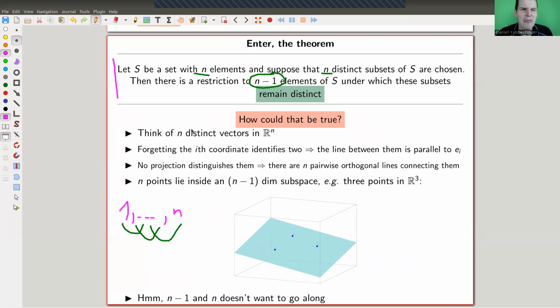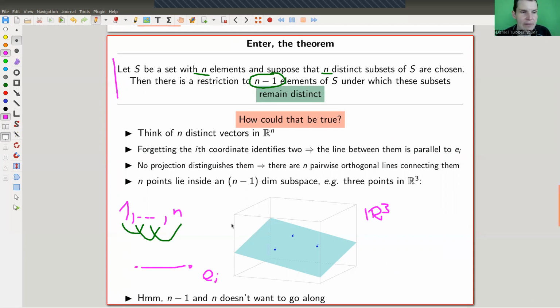Well, roughly, I would like to think about this as follows. So let's say we have n distinct vectors in Rn. So here 3 vectors, which are just points, obviously, in R3. Okay, so there you go, 3 points. And forgetting the east coordinate, that's what we do here, means something like there is a line orthogonal to the east coordinate vector between the 2 points that then collide, right?